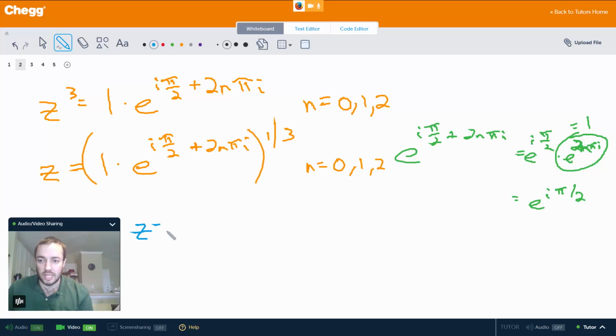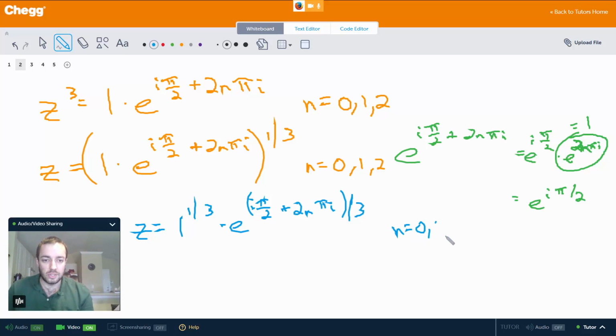So we're going to have z equals 1 to the 1/3 times e to the i(pi over 2 plus 2n pi i), all of that divided by 3. Okay, so we can simplify that a little more. And then n ranges 0, 1 to 2. Well, first of all, z equals 1 to the 1/3. 1 to the 1/3 is just 1, and then we're multiplying by all this stuff here. So let's simplify this exponent.